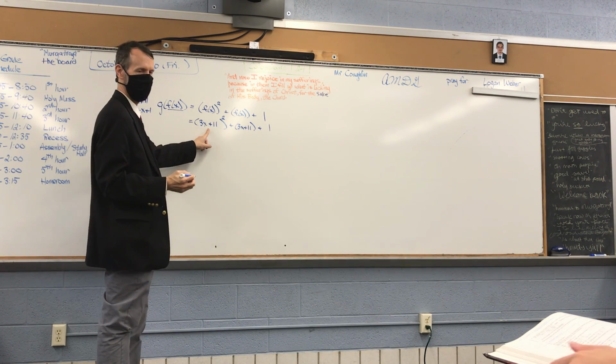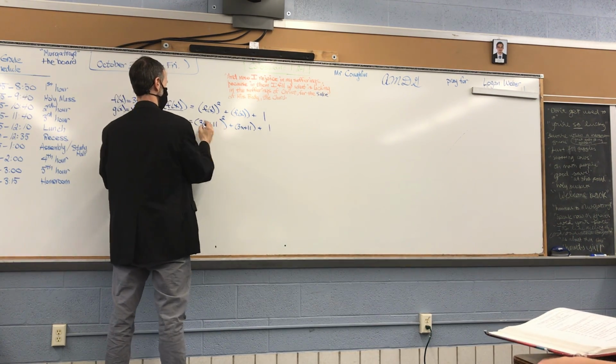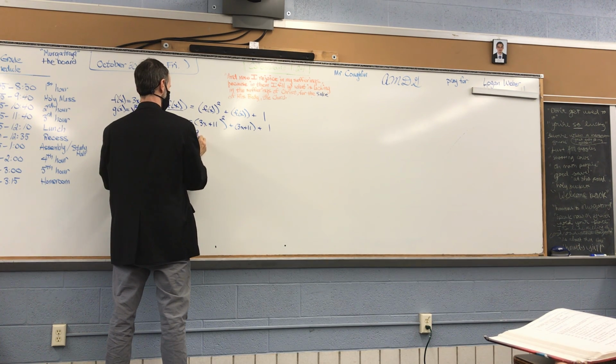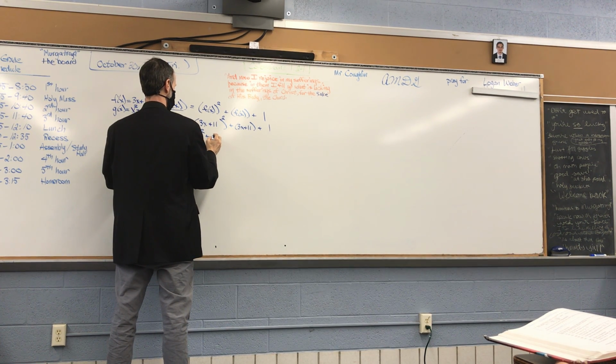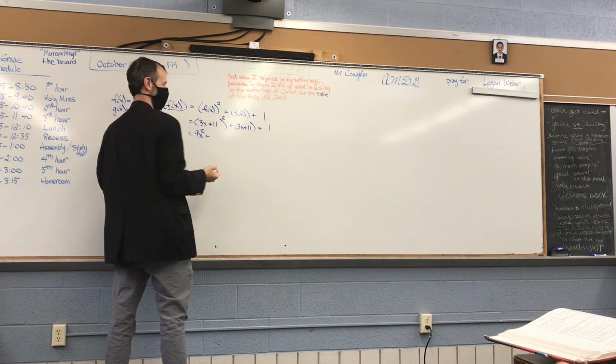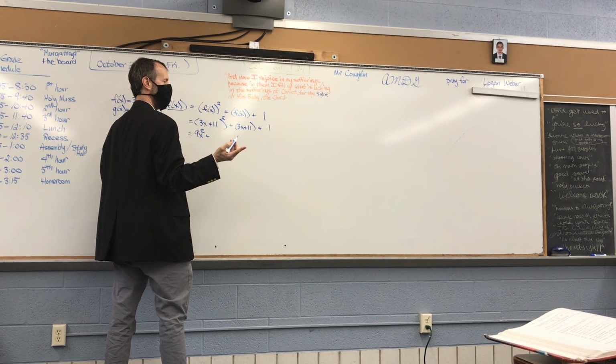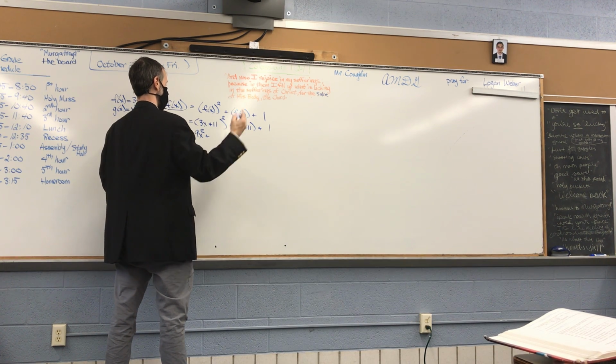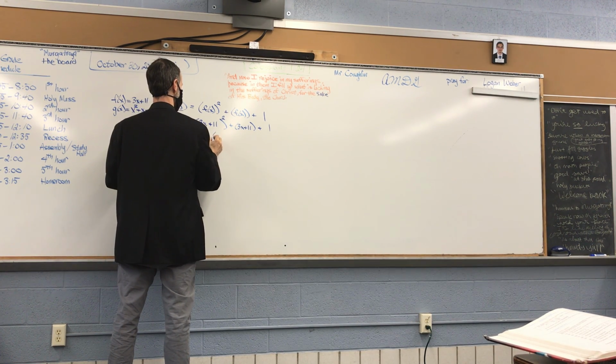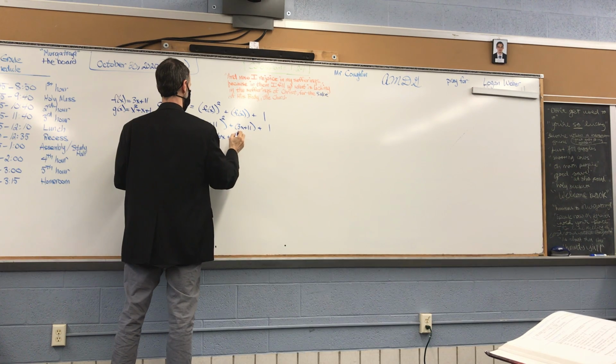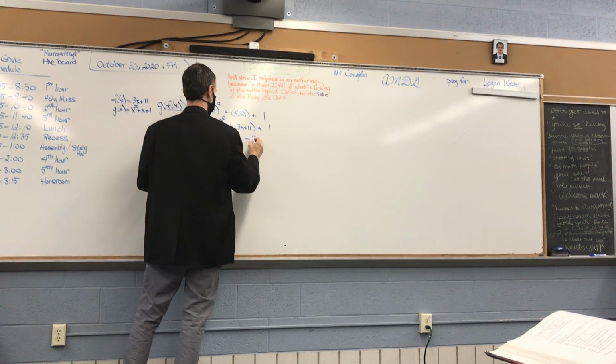How do you do this? Binomial squared. Go for it. 9x squared. Good. Plus. So 3x times 11 is 33x. Double. 66x, and then plus what? 121. Good. And then this one doesn't change.